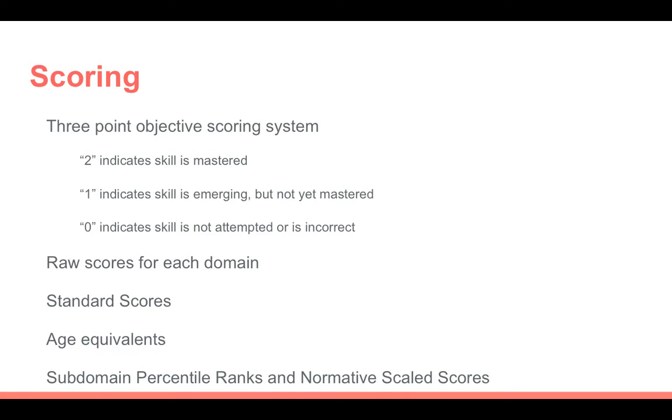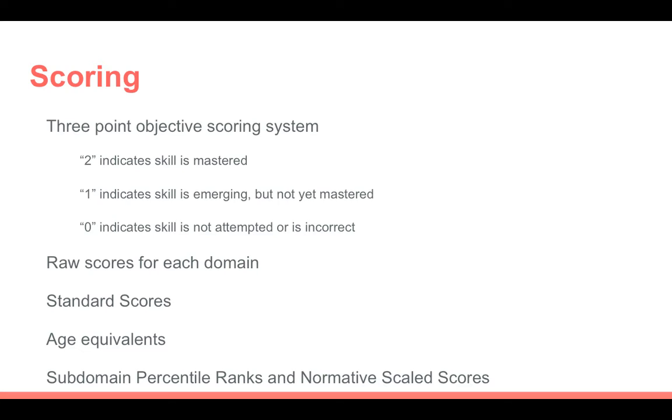For scoring, like Amelia said earlier, the BDI-2 uses a 3-point scoring system. A score of 2 means that the child performed the skill and shows mastery of it. A score of 1 means that they might have attempted the skill or the skill is emerging, but it has not been mastered yet. A score of 0 means that the child either didn't attempt the skill or that their attempt was completely unrelated to the task.